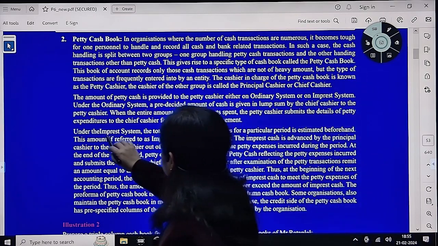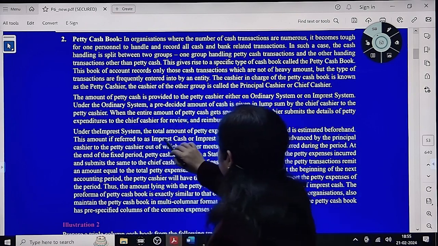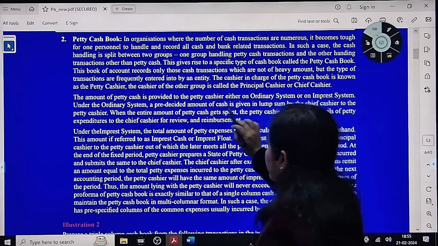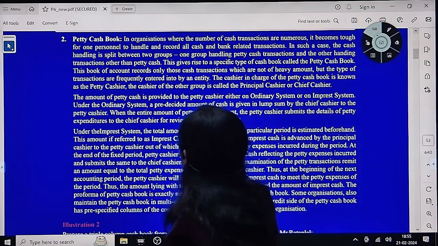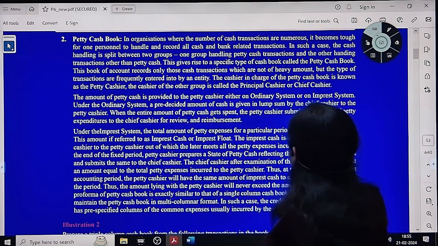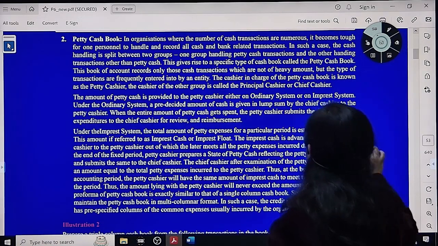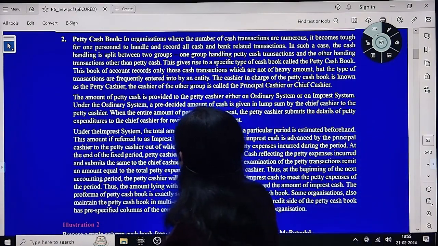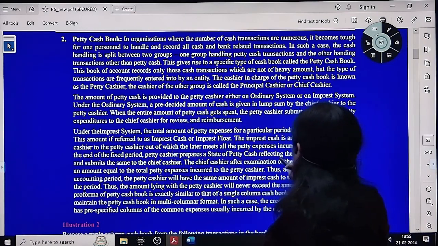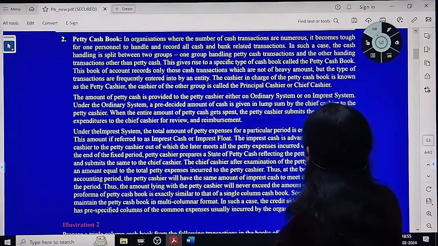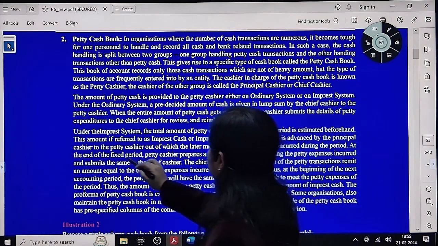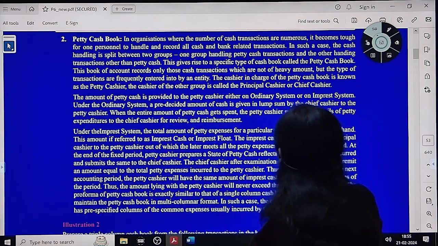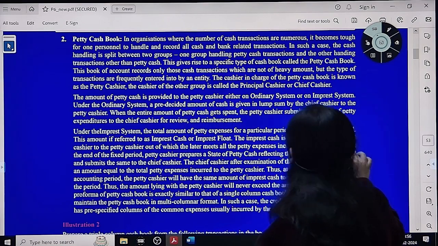And whenever we talk about imprest system, underline this. One is ordinary system, another one is imprest system. The total amount of petty expenses for a particular period is estimated beforehand, and this amount is referred to as imprest cash or imprest float. The imprest cash is advanced by the principal cashier to the petty cashier, out of which the latter meets all the petty expenses incurred during the period.